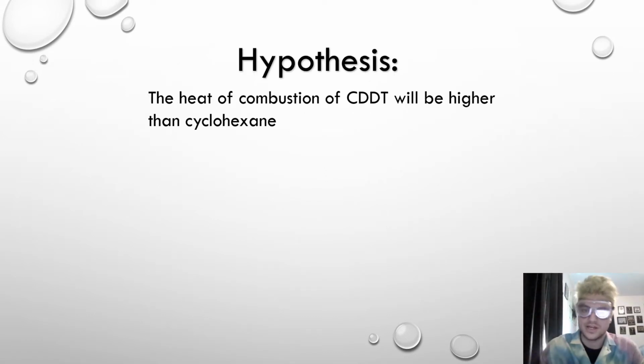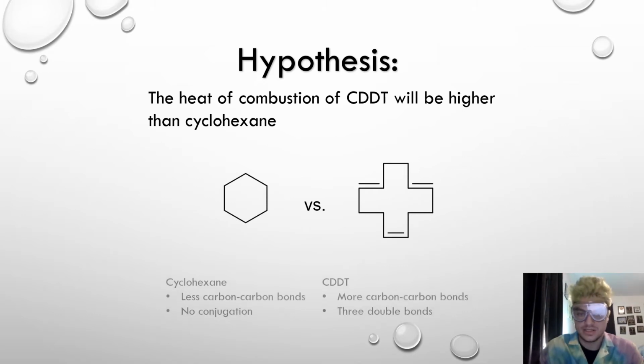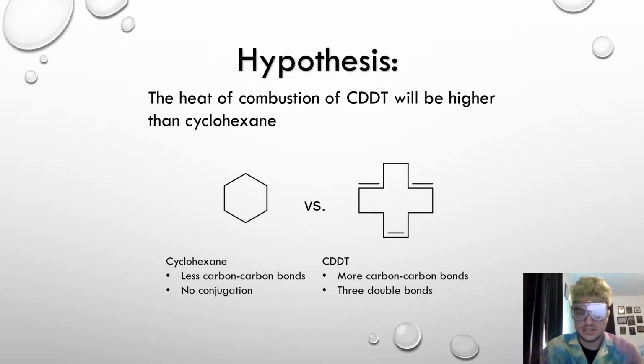So for our second hypothesis, we are going to propose that the heat of combustion of CDDT will be higher than cyclohexane. Now, this makes sense because cyclohexane has no conjugation, it has no double carbon-carbon bonds, and it has fewer bonds overall. So CDDT should combust and provide more heat than cyclohexane would because it has more bonds to break, it has more energy to offer, and it's just a more energetic molecule overall.